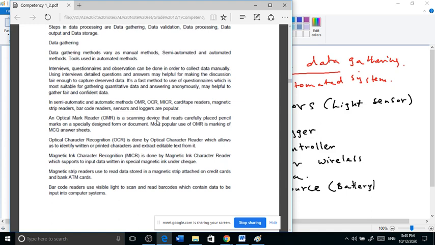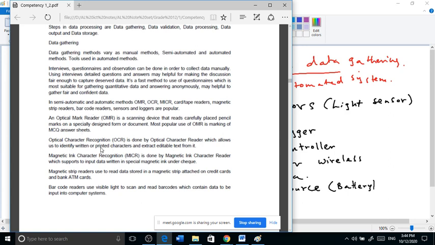So they are giving the answers. So one process is done by the human and one process is done by the machine. That kind of thing we call semi-automated. So what are the main methods? OMR, OCR, optical character recognition. Optical mark reader is the device. Optical mark recognition is the process. Just remember that. Here they have given optical mark reader, that means the device.